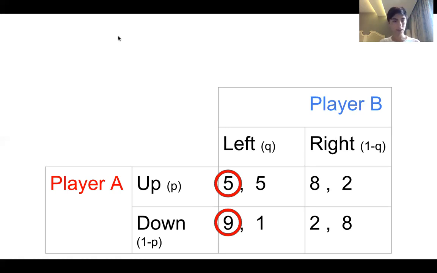Okay, so people seem to be a little bit confused, so I'll go through it step by step. Player A is going to go up with probability P. With P probability, they are going to get 5 points, so the first part of it is 5 times P. With 1 minus P probability, A is going to go down. In that case, they'll get 9 points, so that's 9 times 1 minus P, right?